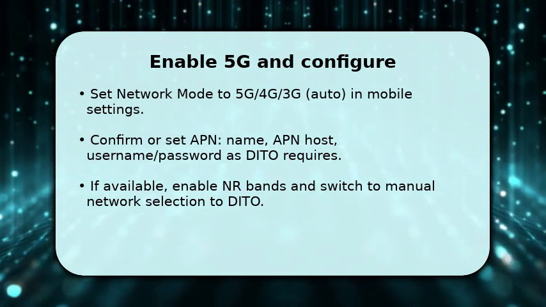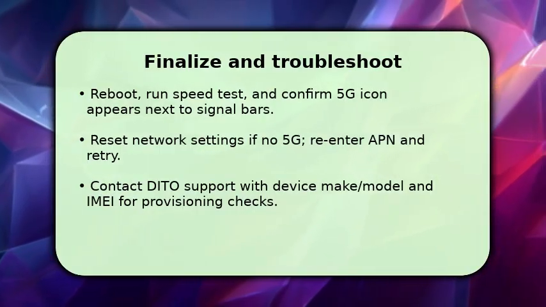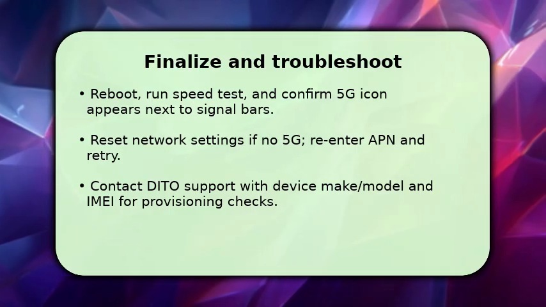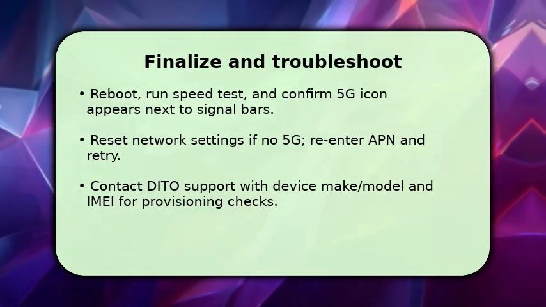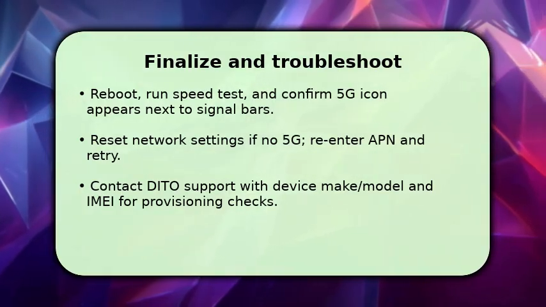Then run a speed or network info app to confirm 5G registration and higher throughput, because visual confirmation alone can be misleading. If 5G doesn't appear, reset network settings to clear caches, re-enter APN, and test again.